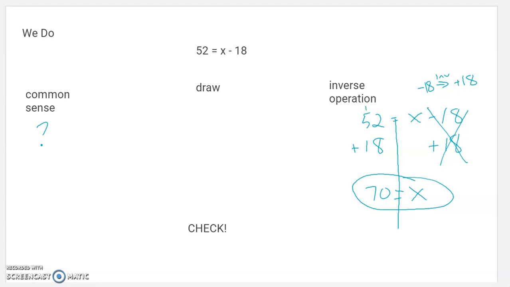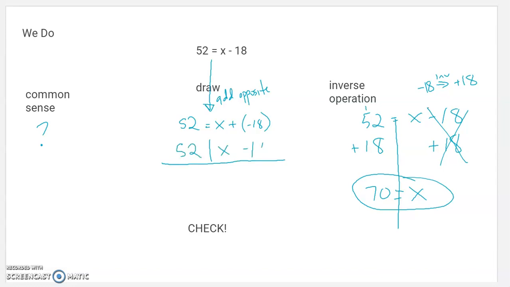All right, drawing strategy. This one's got a bit of a trick to it, right? So I'm going to rewrite the equation with add the opposite. I don't know how to draw 18 being taken away. I do know how to draw the opposite of 18, negative 18, being added. That I can draw. So I'm going to rewrite my equation as 52 equals x plus negative 18, because I do know how to draw something being added. So 52 equals x and a negative 18.